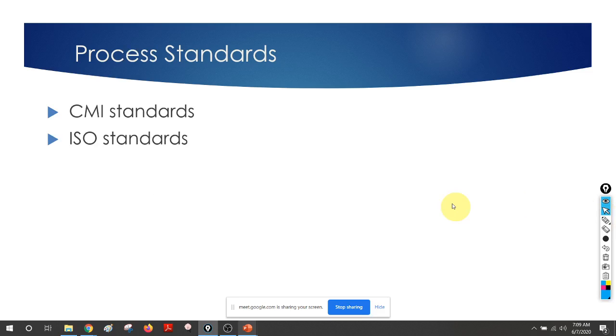Right. So there are two major process standards when it comes to the software development field: the CMMI standards and ISO standards. CMMI stands for Capability Maturity Model Integration, given by the Computer Engineering Society. That is the most widely used standard in the software field. Then we have the ISO standard as well. Actually, the software field does not use the ISO standard much, but that is the most widely used standard in the world.